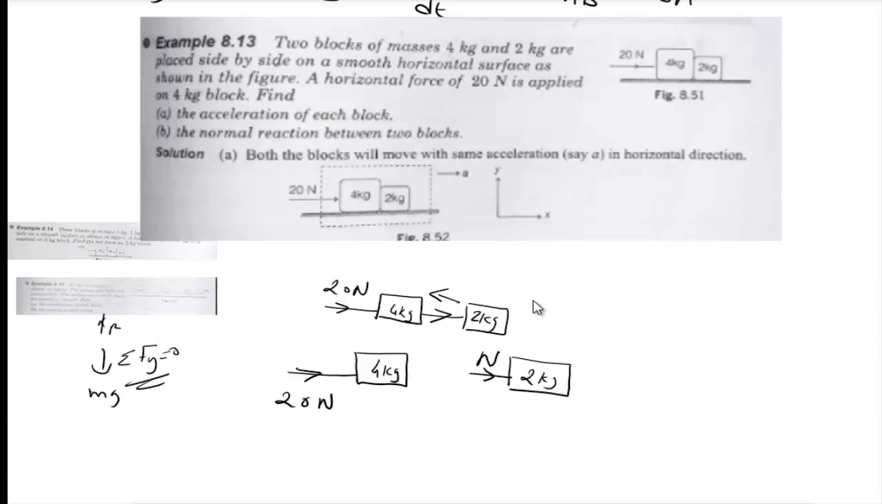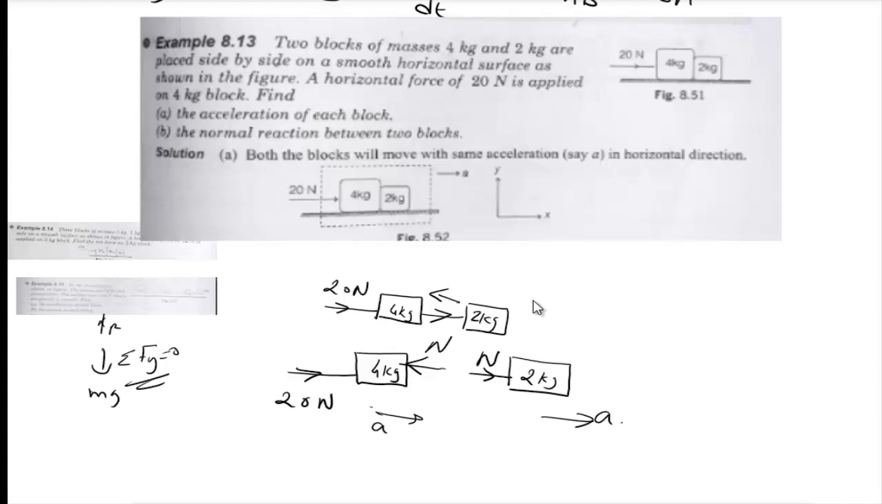Here the reactional force is acting on the 2 kilogram mass, and the reactional force from the 2 kilogram mass will be acting on the 4 kilogram mass also. Because of this force, both are moving with an acceleration. Both the objects are together, right? So both are moving with the same acceleration a. Okay, this is the free body diagram.